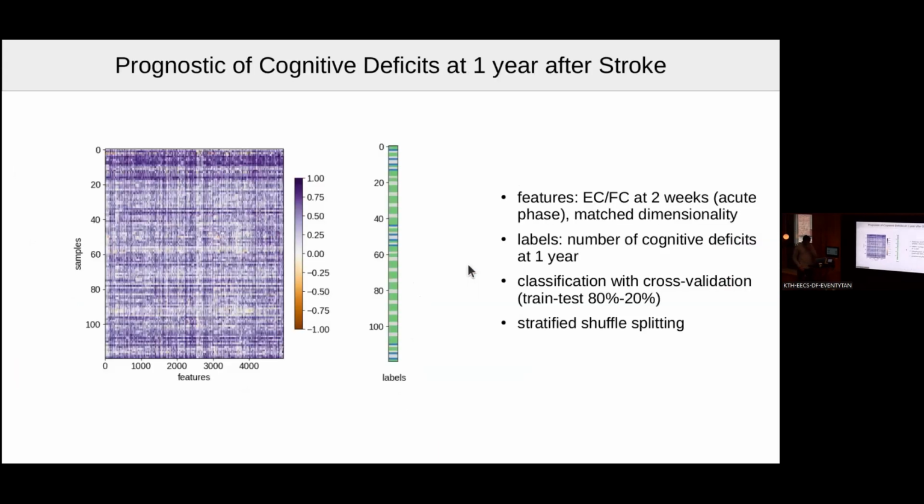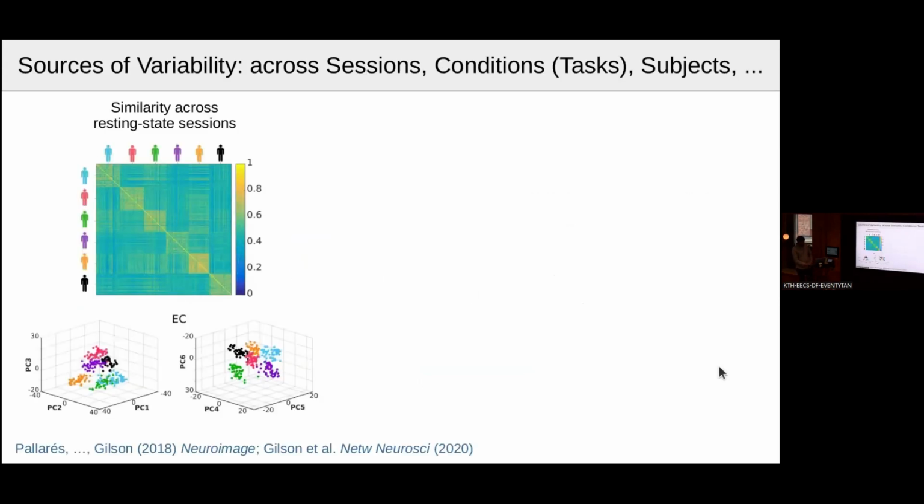So we end up with a number of features. That's the vectorized effective connectivity or functional connectivity for each line. So each sample here is one subject. And we're going to classify them into the number of deficits that they have. So here the label, if they've got 0, 1, or 2 deficits or more. And we use modern classification techniques like with cross-validation and so on to do this prediction.